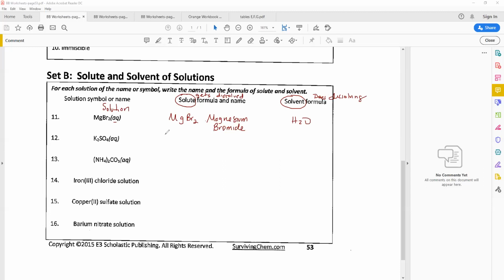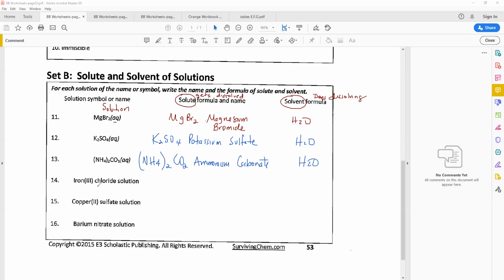Which one is the solute? Well, let's change the color. K2SO4. That is potassium sulfate. Let's review naming. And the solvent is water. Which one is the solute? The one that gets dissolved. It's ammonium carbonate. And the solvent is water.